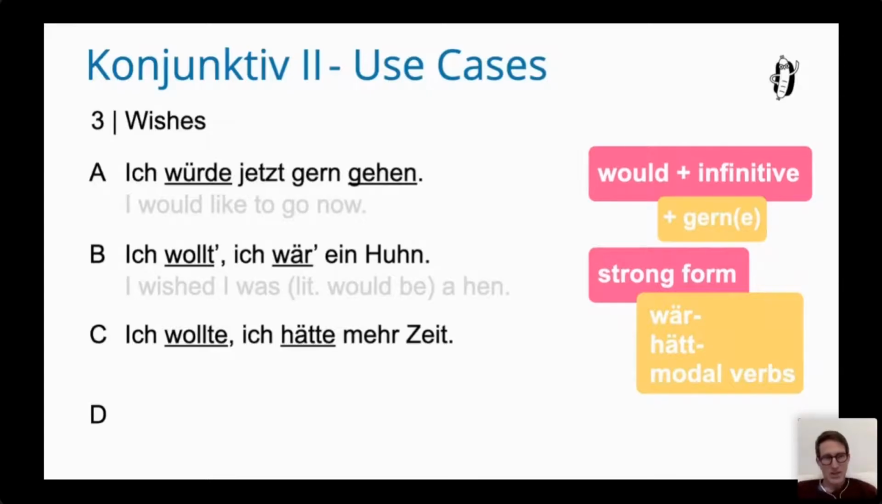So I wished I had, sorry. So wollte, what does wollte mean? I wished, I wanted, literally. I wanted I had more time. If you say I want, you don't have to add like to it. I want to like, that doesn't really work. So if you have I wanted, you don't need the gern. If I killed the ich wollte in B and C, I could say ich wäre gern ein Huhn. Or in C, ich hätte gern mehr Zeit. So this is why there is no gern here, but it's still kind of present.